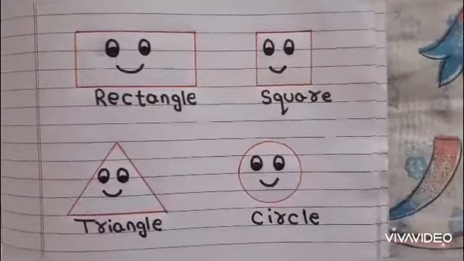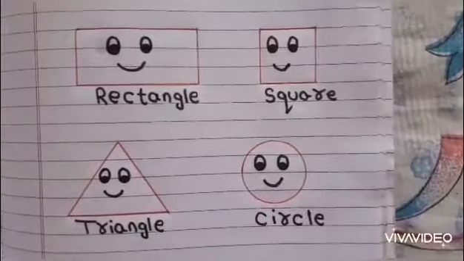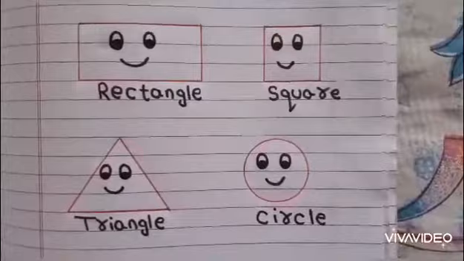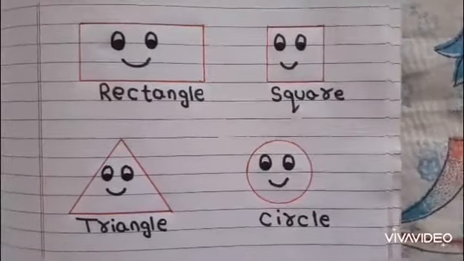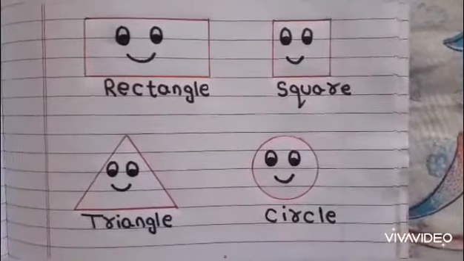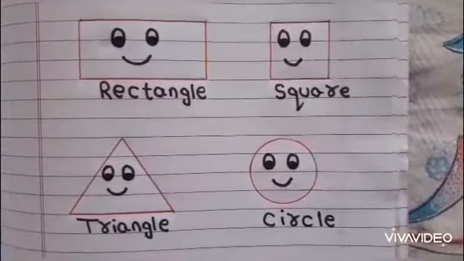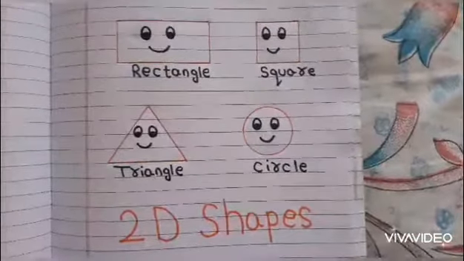First, look at the shapes here. The first one is a rectangle, the second is a square, the third is a triangle, and the fourth one is a circle. All these shapes we can draw easily on paper. Therefore these shapes are called 2D shapes.